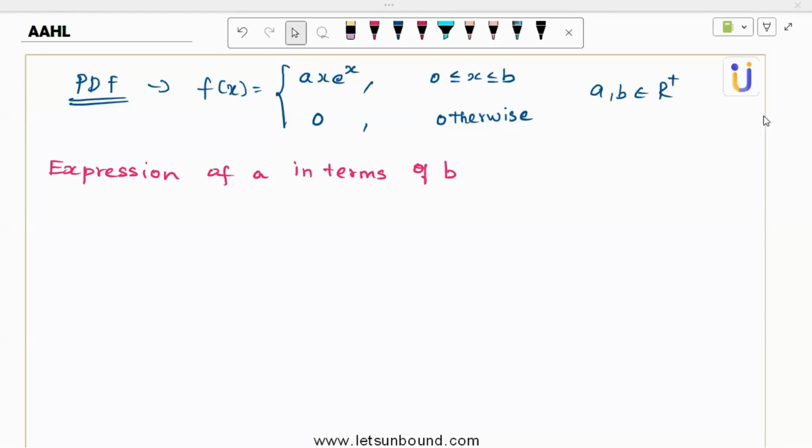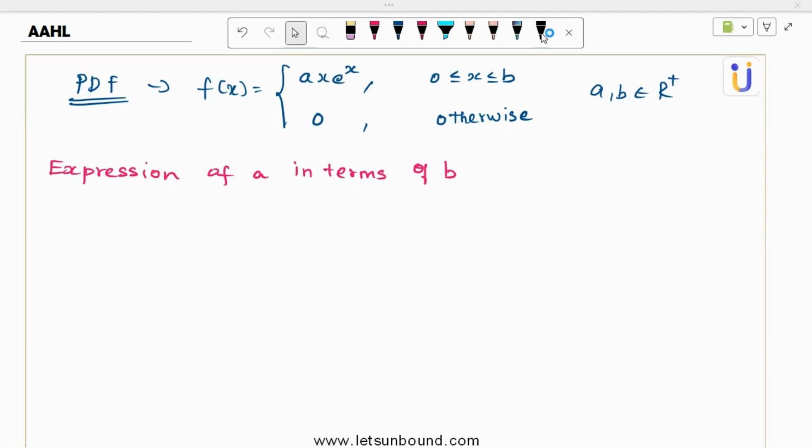In this series, we are going to discuss the sixth question. It is from statistics. Here, a probability density function is given for x, a continuous random variable. It is from 0 to b, a x e power x, and f of x is 0 otherwise. This is a function, and a and b are purely positive real numbers. First thing, we need to make an expression for a in terms of b. Then based on this, we need to find the median. This makes the complete 8 marks here, and let's do it.